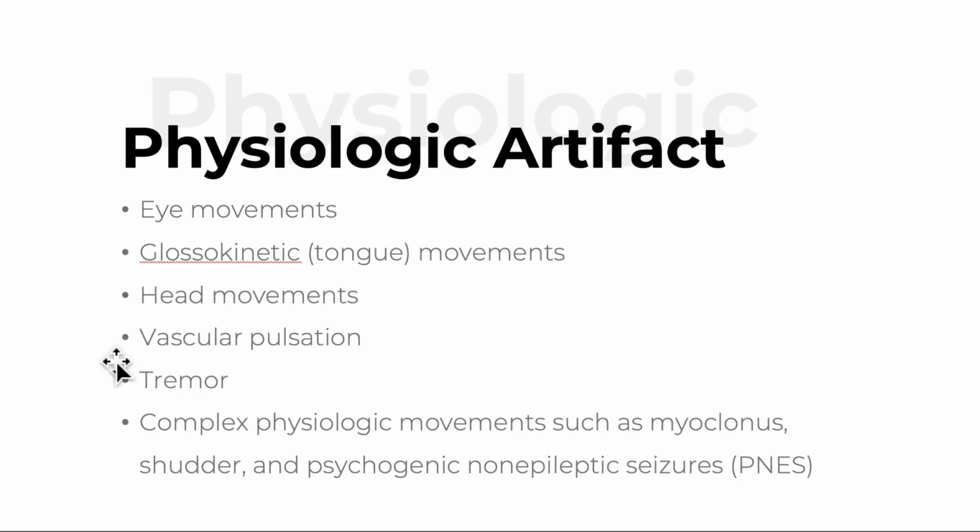Physiologic eye movements are very common, and it's good to be able to identify some of the basic ones, and we'll go through those. Some can be obvious eye movement artifacts, tongue artifacts if they're labeled by the technologists correctly. But there can be some unusual artifacts like tremor artifacts, myoclonus, shudder, and sometimes even psychogenic non-epileptic seizures, which can take a little bit of thinking, using the principles we'll discuss, to identify.